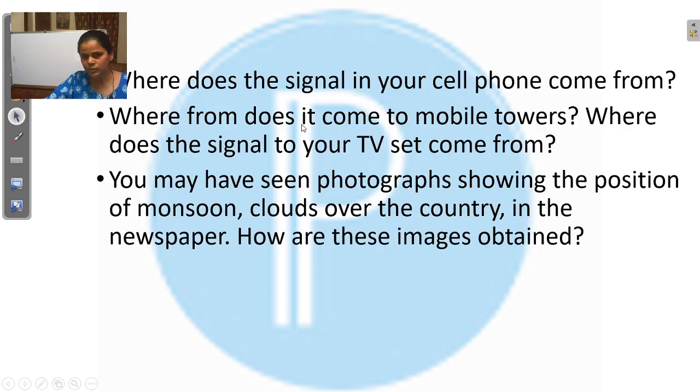Then think about it students. Let us now answer a few more questions. We all make use of cell phones nowadays. The cell phone made our life simpler. So, where does the signal in your cell phone come from? Where from does it come to the mobile tower? Where does the signal to our TV set come from? You may have seen photographs showing the position of the monsoon clouds over the country in the newspaper. How are these images obtained? These are three questions, think about it.